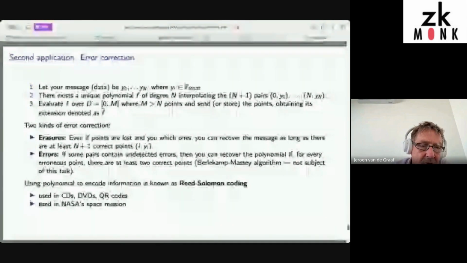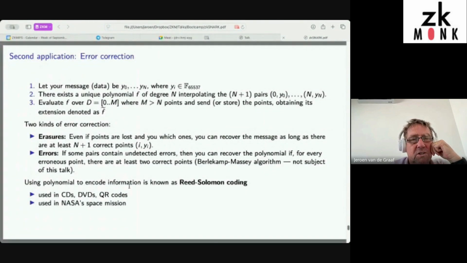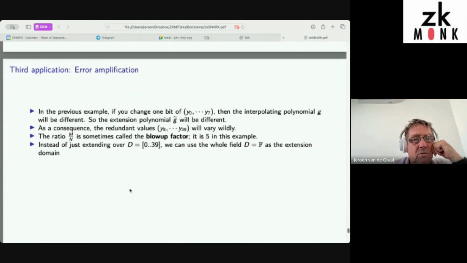It has also been used in NASA space missions, so it's really very interesting. Reed-Solomon codes are by themselves worth a complete talk, because these are codes that are implemented in billions of pieces of equipment or have been sent to the other side of the universe. So Reed-Solomon codes are very interesting. Now, the final thing I would like to explain to you is this.